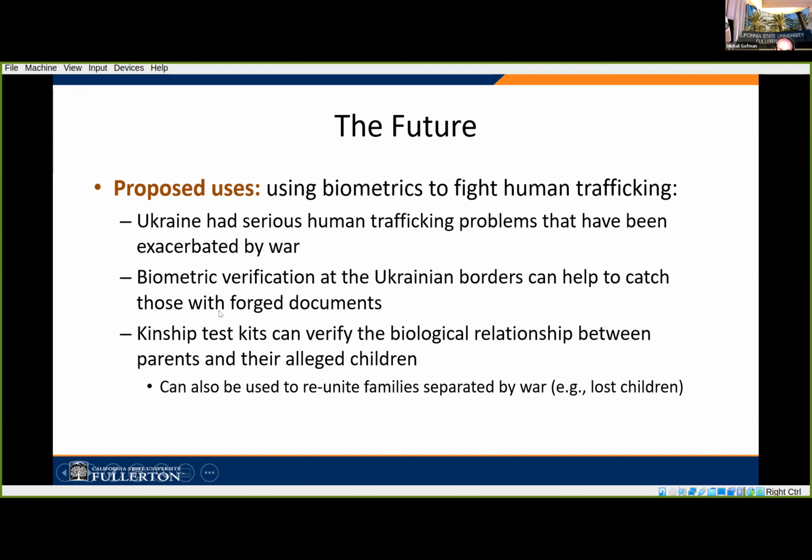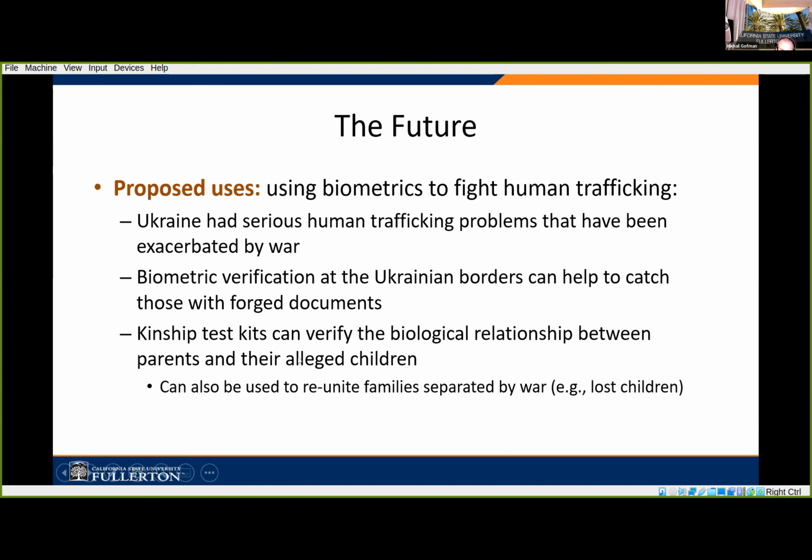So, for example, deploying biometric verification systems at the Ukrainian borders can help catch those who use forged documents in their human trafficking attempts. In fact, document forgery is a very common technique used to get past the border control agencies by forging the passports and other documents of the individuals being trafficked or of the traffickers themselves. Biometric passports, which we have discussed before, can be a very good way to help defeat that, because a biometric passport allows us to match the biometrics of the individual against the biometrics on the passport, and thus help defeat the attempts to use forged documents.